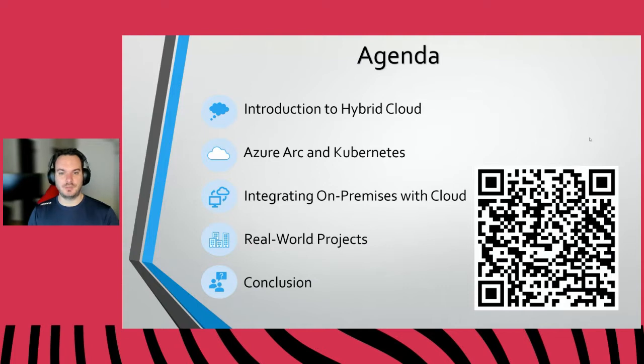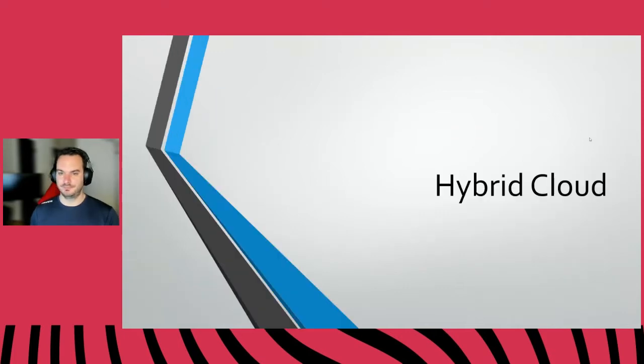And today I want to talk about first what hybrid cloud is. Then I'm going to talk about how we can use Azure Arc and Kubernetes to implement hybrid cloud. Then I'm also going to show you how the integration works. Then I'm going to talk about 2 real-world projects I was involved with, and then I give you my opinion of hybrid cloud and the whole Azure process. So let's get started with hybrid cloud.